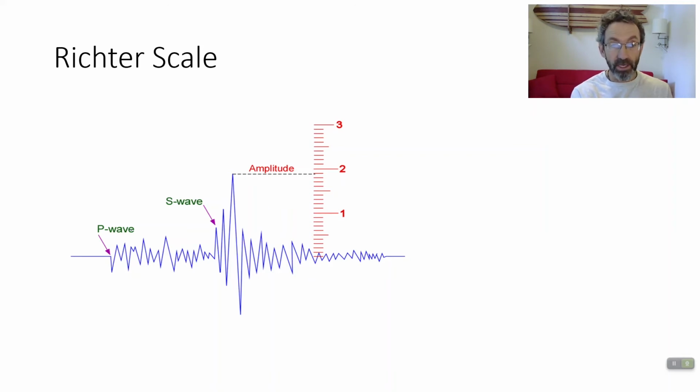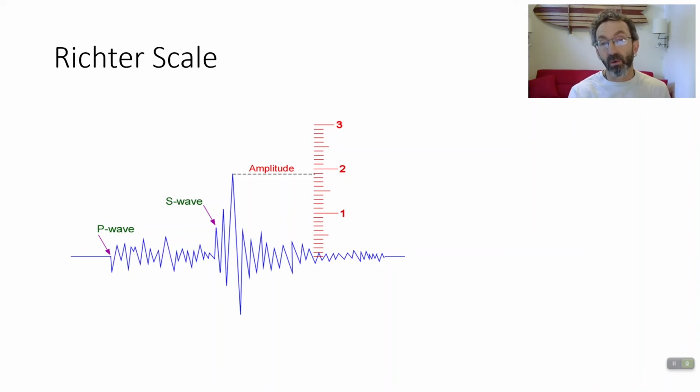So here's a typical seismograph. Like we saw before, you have the P waves, they hit first, then the S waves, they hit second, and then the surface waves hit last, and the highest peak on the surface wave is what gives us the value for the Richter scale. So for example, this earthquake here would be a 1.9.